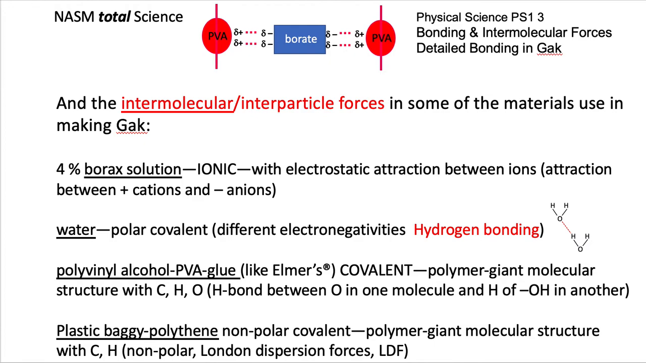And we look at the PVA glue with carbon, hydrogen, oxygen, and again you've got an OH, so you've got oxygen, hydrogen in different molecules, so you're going to have hydrogen bonding there. In polythene for the plastic baggie, it's non-polar between carbon and hydrogen. Their electronegativities are pretty similar, and so it's really going to be London dispersion forces, or incredibly weak dipole-dipole because there is a slight difference in electronegativity.